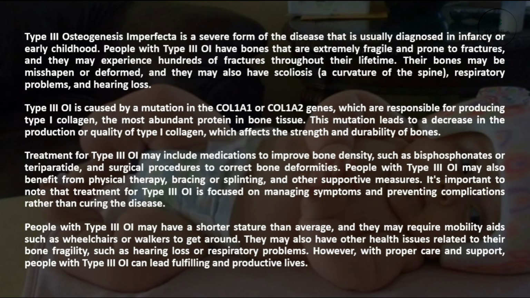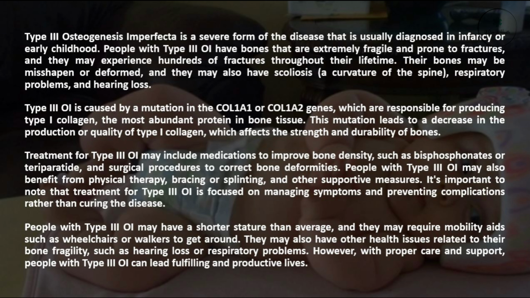Type 3 OI is caused by a mutation in the COL1A1 or COL1A2 genes, which are responsible for producing type 1 collagen, the most abundant protein in bone tissue. This mutation leads to a decrease in the production or quality of type 1 collagen, which affects the strength and durability of bones. Treatment for type 3 OI may include medications to improve bone density, such as bisphosphonates or teriparatide, and surgical procedures to correct bone deformities.